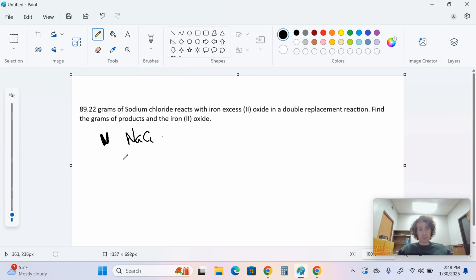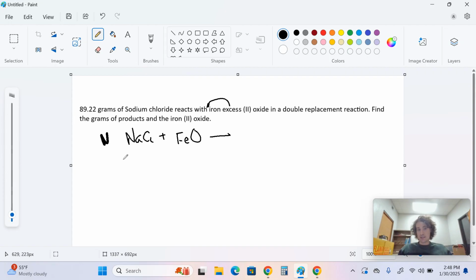NaCl, sodium chloride, and then it's reacting with iron. There's a typo here. It should say excess, right? Excess iron 2 oxide, but it's fine. Iron 2 oxide is FeO. It's an ugly molecule. That's my joke of the day.